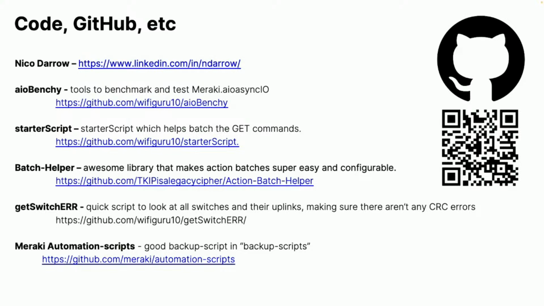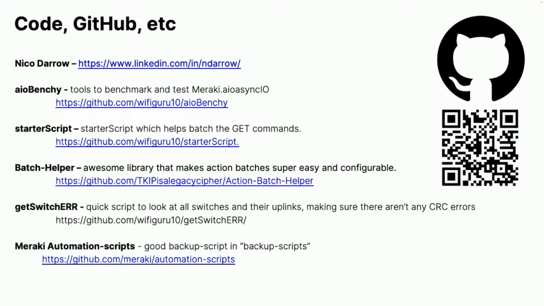GitHub/WiFiGuru10. I've got the AIO Benchy as the first link up here. This is the tool that I use to demo it. Feel free to run it at home to prove that it works. It will ask you at the beginning, yes or no, whether you want to run it via async or normal. It'll automatically know the organizations you're a part of if you put in your API key. The starter script is what I'm about to show you here.